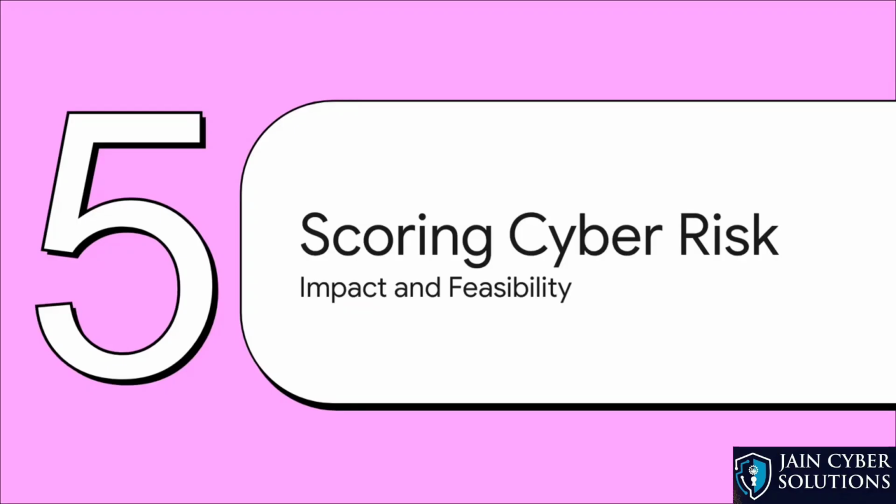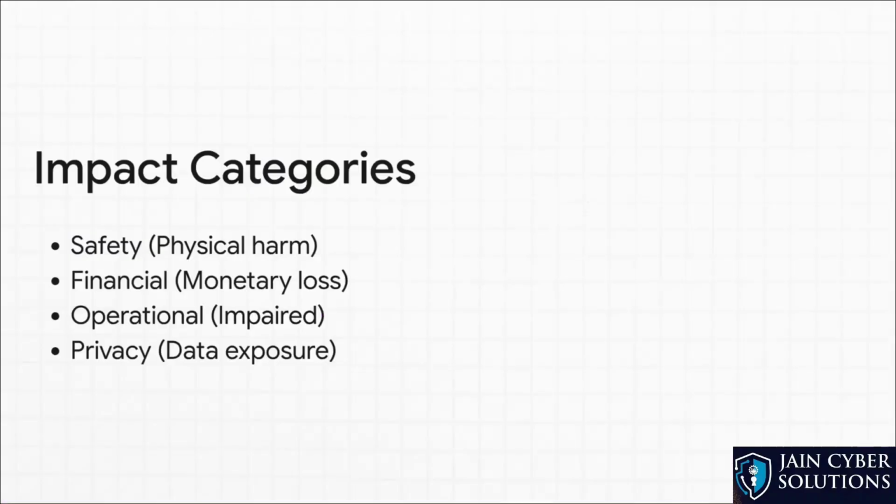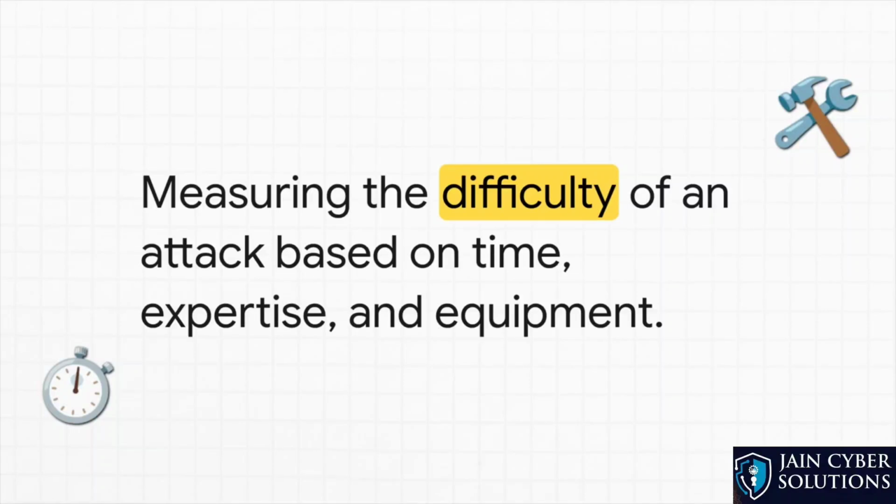Section 5. Scoring the cyber risk. Once we have the hacker's path, we score the potential impact from negligible all the way up to severe across 4 categories: safety, financial, operational, and privacy. Whichever one of these 4 categories scores the highest simply becomes our overall impact rating for that specific threat.